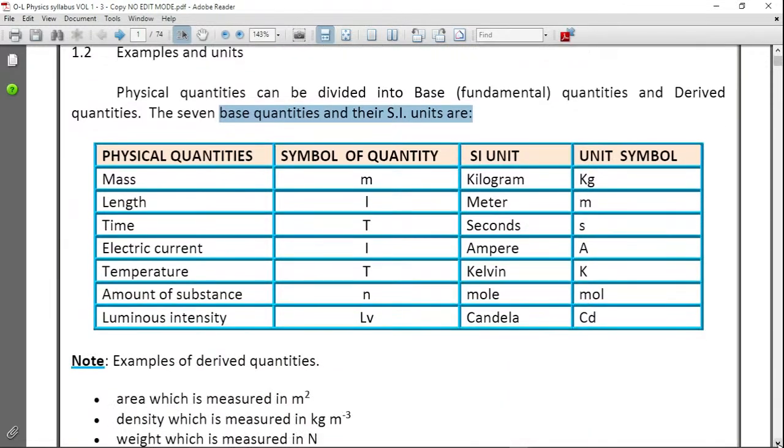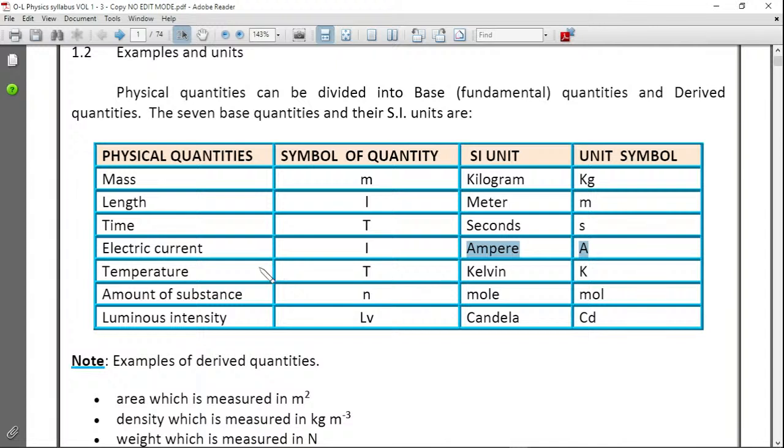And then we have time. Time is small t. The SI unit for time is the second. We have electric current. The symbol is I, and the SI unit is the ampere, which has the symbol A. The symbol for ampere is A.